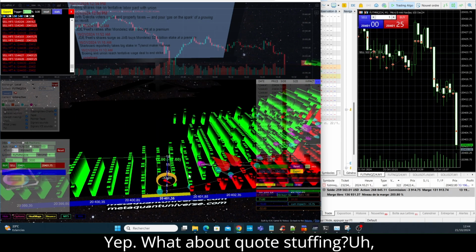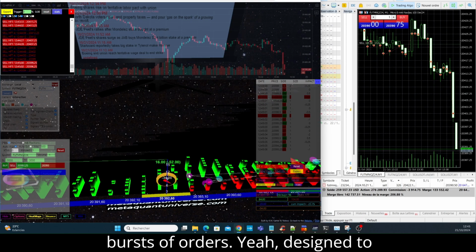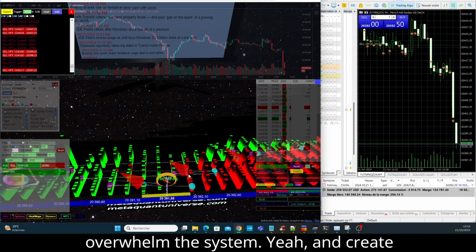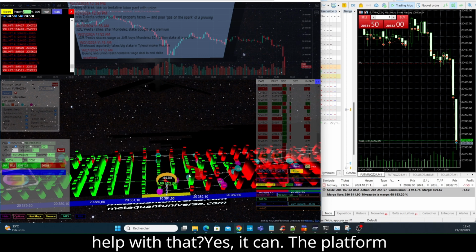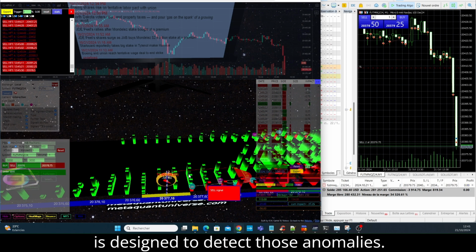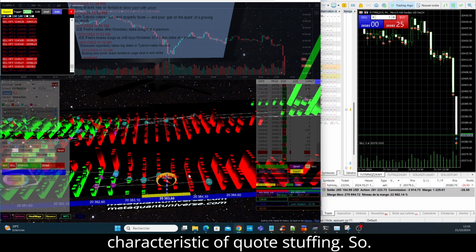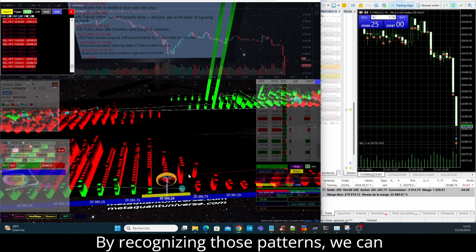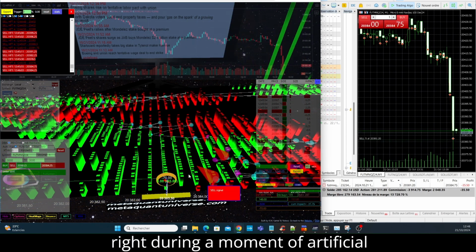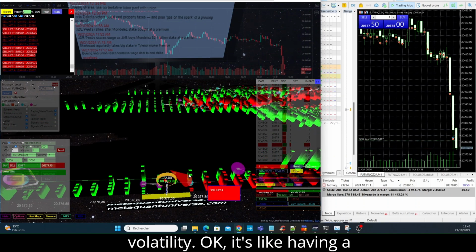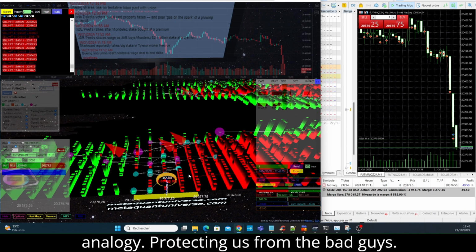What about quote stuffing? Quote stuffing, like those rapid-fire bursts of orders designed to overwhelm the system and create confusion? Exactly. Can MetaQuant 4D help with that? Yes, it can. The platform is designed to detect those anomalies in order flow patterns that are characteristic of quote stuffing. So by recognizing those patterns, we can avoid making bad decisions. Exactly. You don't want to panic sell during a moment of artificial volatility. It's like having a bodyguard for our portfolio. I like that analogy, protecting us from the bad guys.